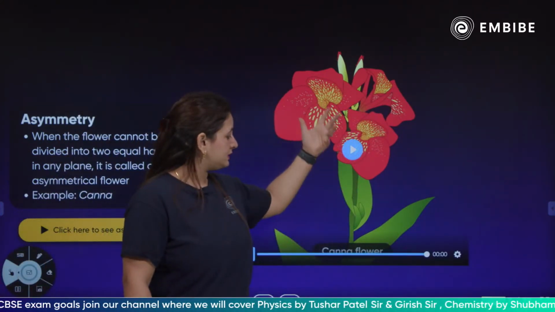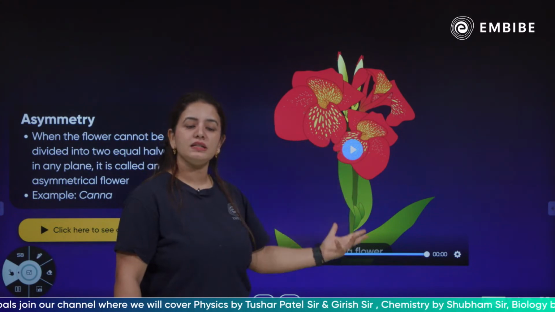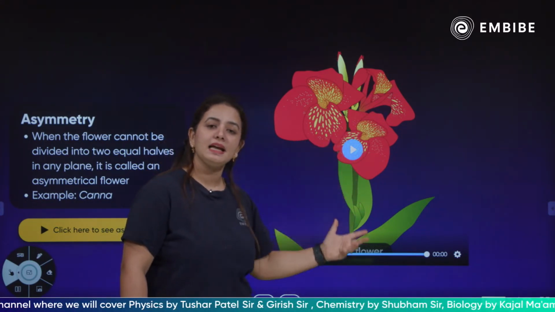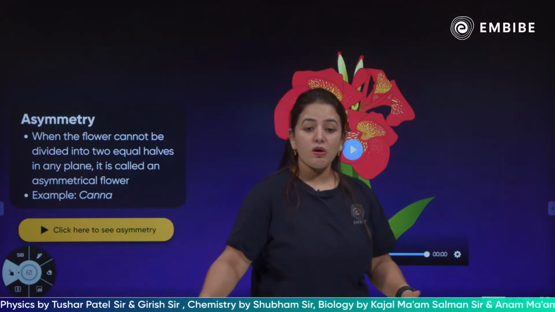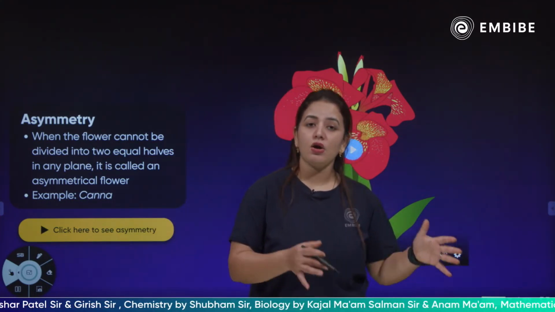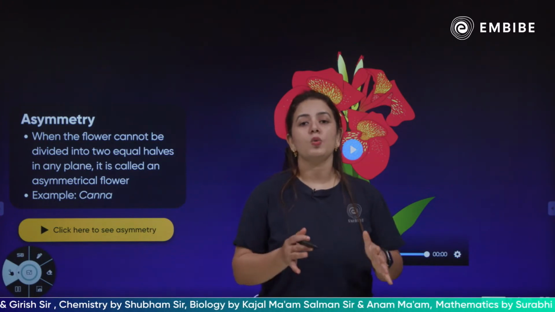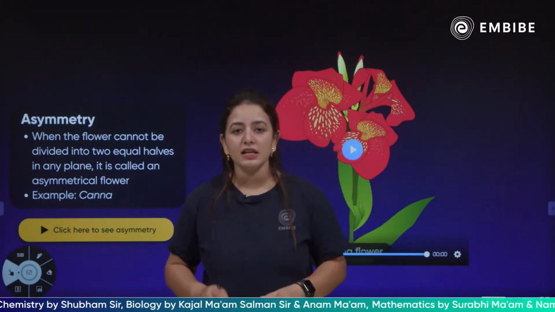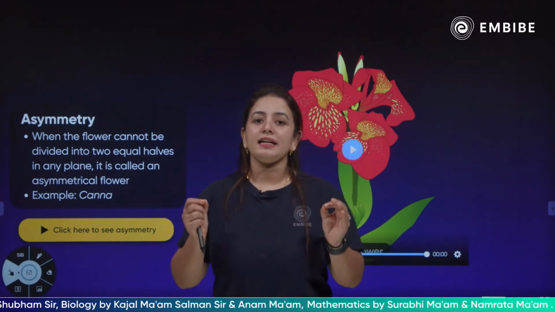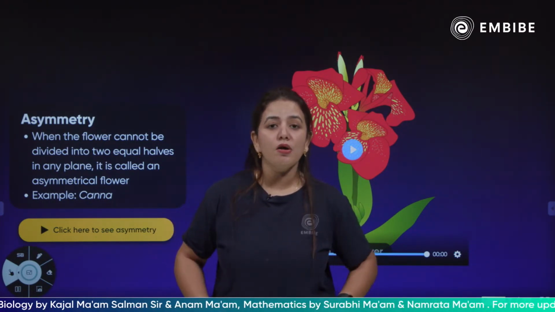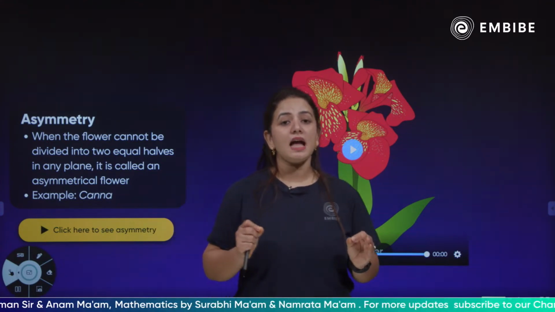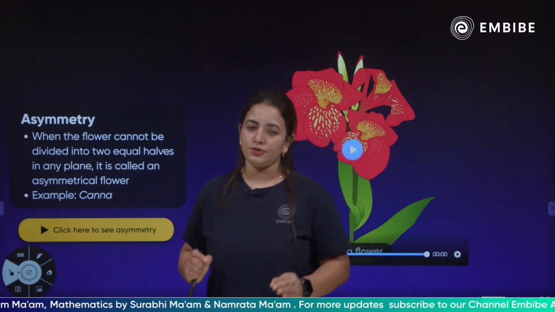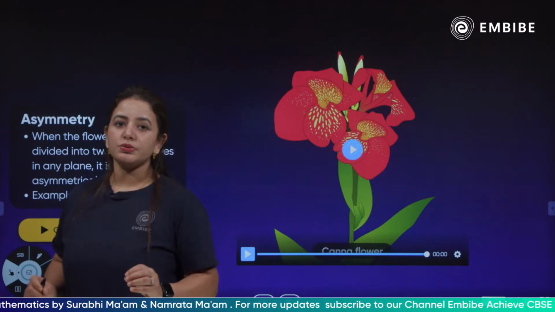Then we have this canna flower which shows asymmetry, which is completely asymmetrical. Clear? So now we have gone through all the flower categories on the basis of their symmetry. We have categorized them into three: actinomorphic, zygomorphic and asymmetry. Okay, actinomorphic, zygomorphic and asymmetry. Clear, children? I hope this is very clear.